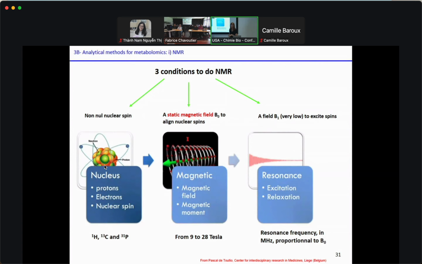So 3 conditions to do NMR: to have spins. For example, oxygen has no spin, so we cannot do NMR of oxygen. But there are isotopes which have spin. For example, C13. This is not the main isotope of carbon. The main isotope is C12, but C12 has no spin. So this is why we study C13, but the natural abundance is very low. Only 4% of carbon is C13.